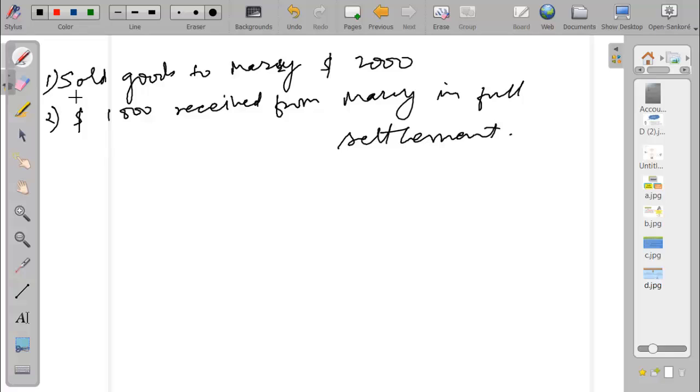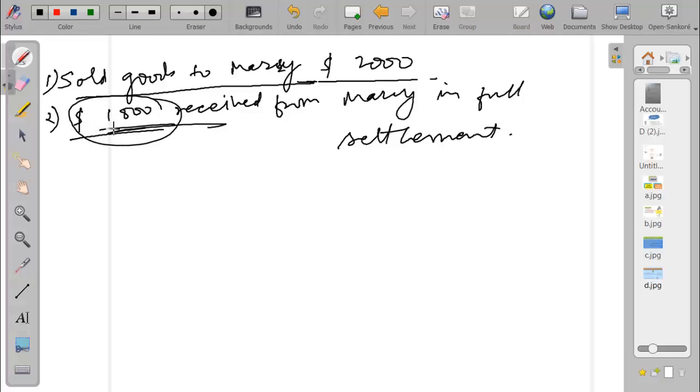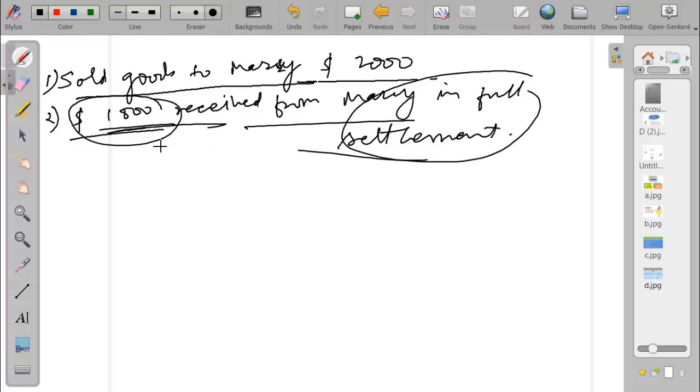See, there are two transactions. In the first transaction, what happened? Sold goods to Mary. Mary is a lady, okay? And I sold goods to her for $2,000. Now in the second transaction, what happened? We received only how much amount? 1,800. We received from Mary in full settlement. In full settlement means now we no longer have to ask money from Mary. Mary paid us 1,800 in full settlement of this 2,000. Is that clear? It means we allowed her discount.